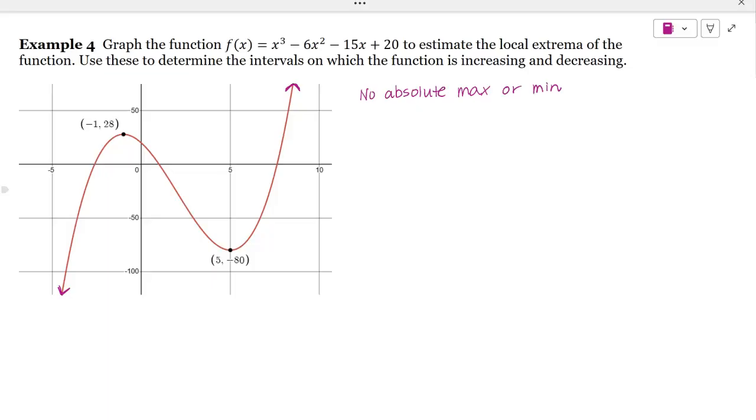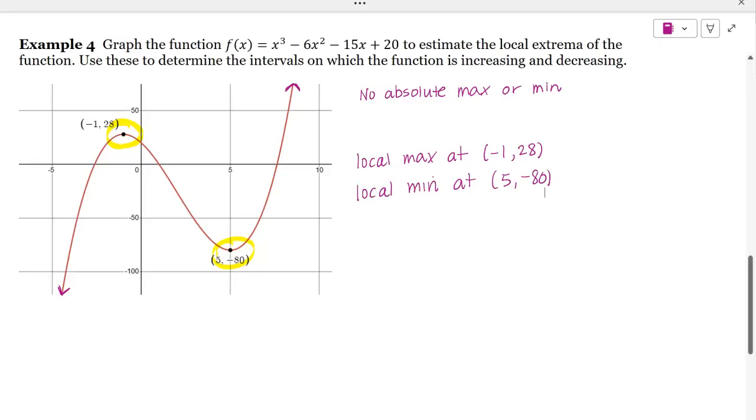But we do see that we've got a local maximum here. We have a local max at -1, 28. And we also have a local minimum point here at 5, -80. Now, I used Desmos to find these values, but as you move forward into calculus, you'll have different techniques to be able to find what those values are for the local max and local min.